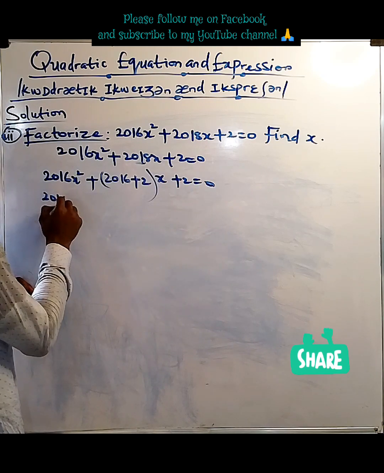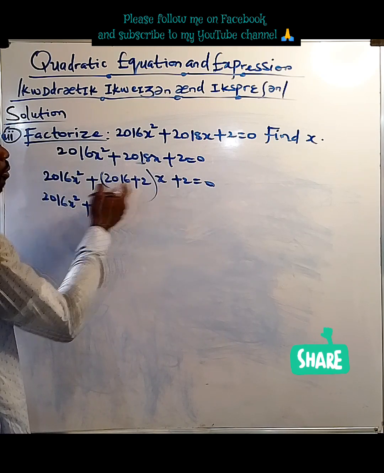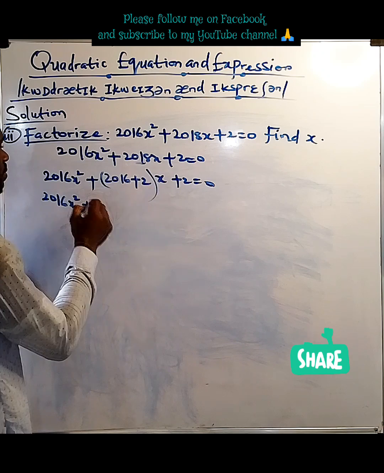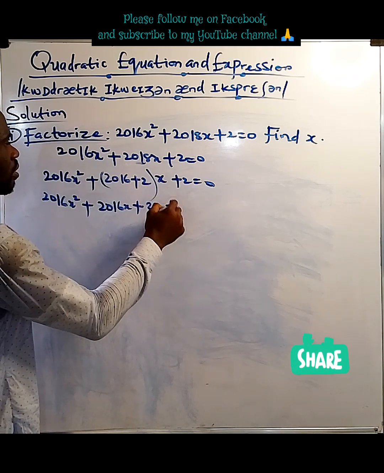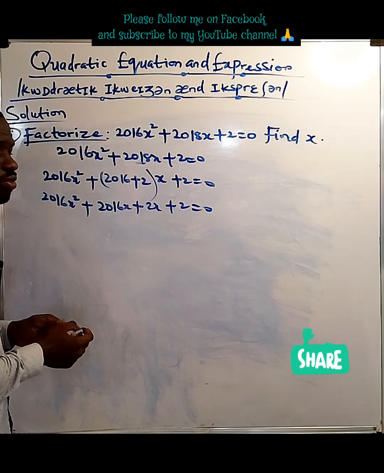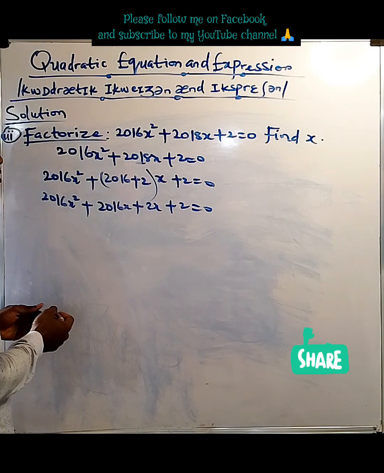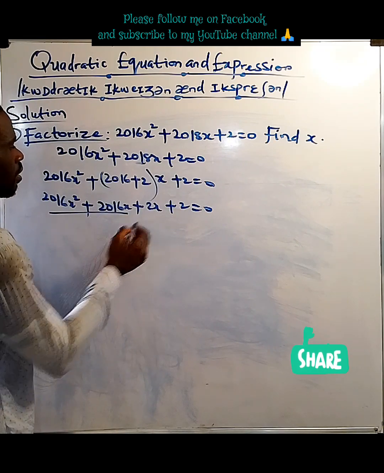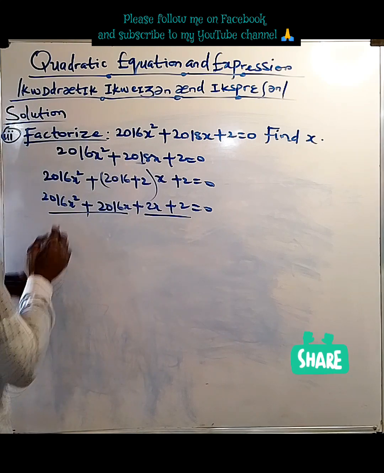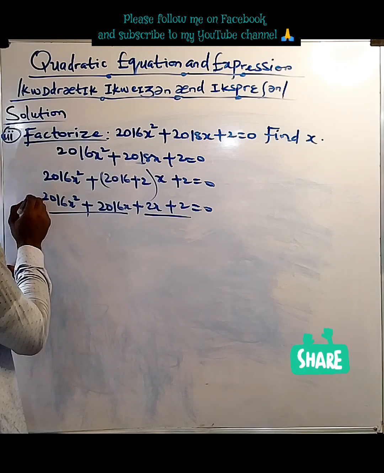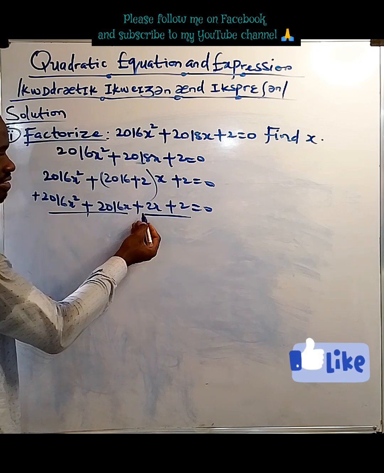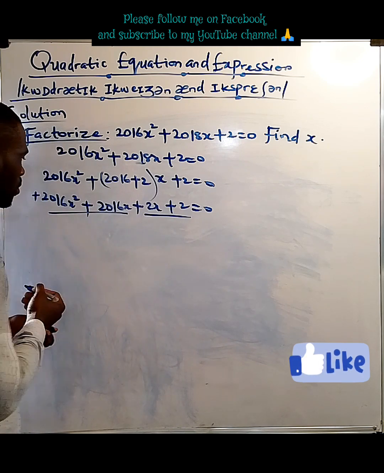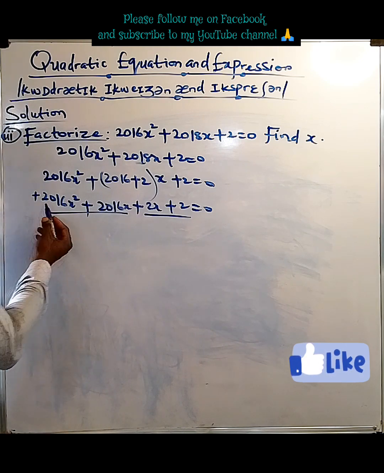So this 2016x squared, we open up the bracket: 2016x squared plus 2016x plus 2x plus 2 equals 0. So what do we do next? We have this pair here and another pair on the other side. The very first pair has what sign? A starting positive sign. The second pair has a starting positive sign also. So it's very simple.